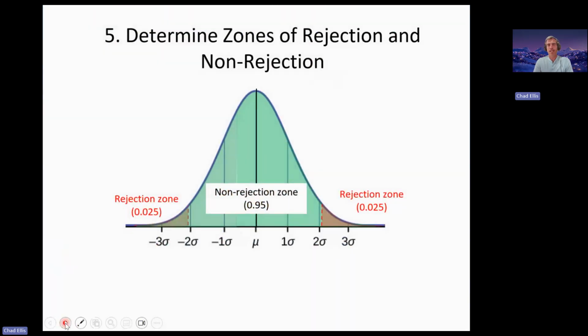All right, so let's delineate our zones of rejection and non-rejection, right? Here's our critical values. It's a two-tailed test. So we're going to have the minus value and the positive value for our critical values.